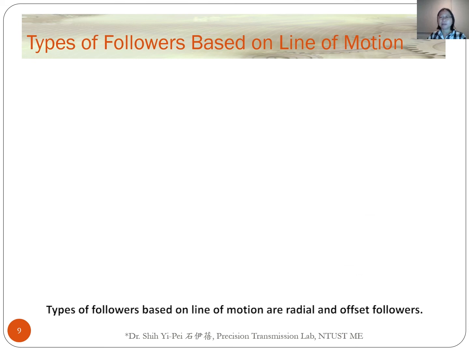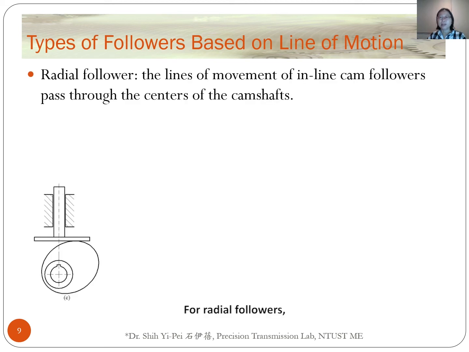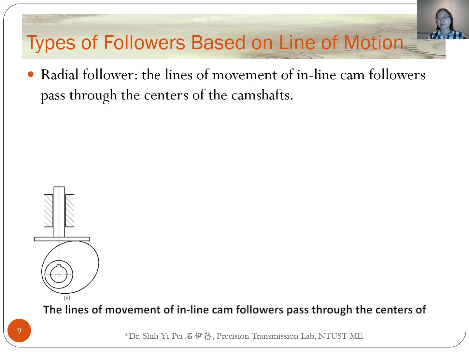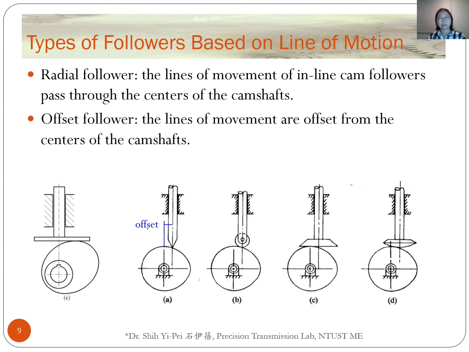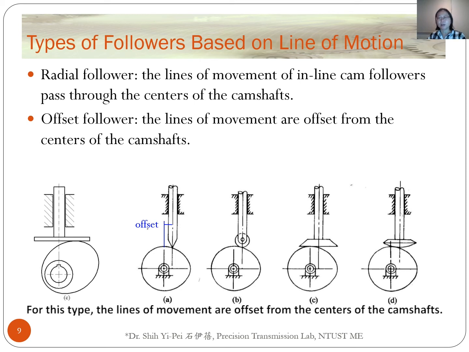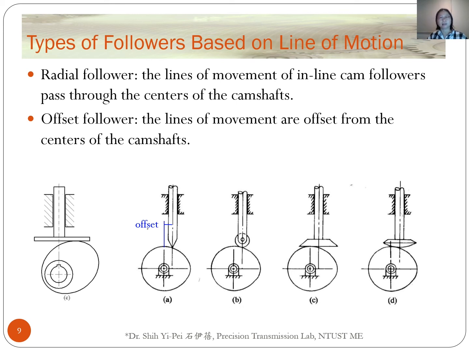Types of furrows based on line of motion are radial and offset furrows. For radial furrows, the lines of movement of inline cam furrows pass through the centers of camshafts, like this. And this figure shows offset furrows. For this type, the lines of movement are offset from the centers of the camshafts.